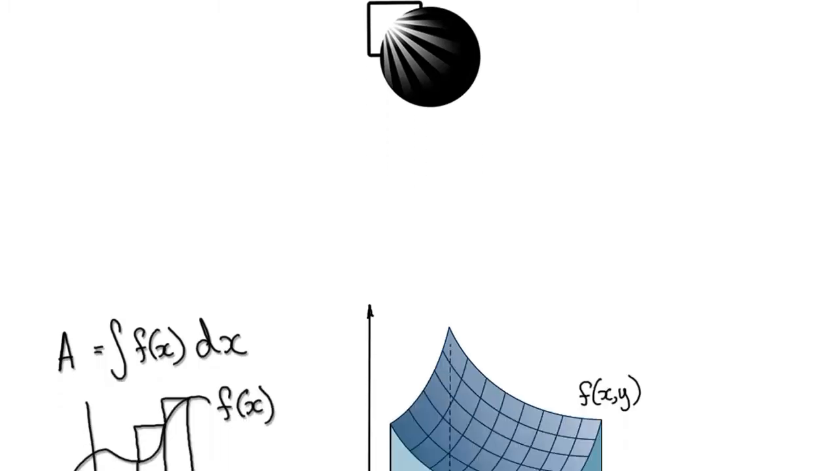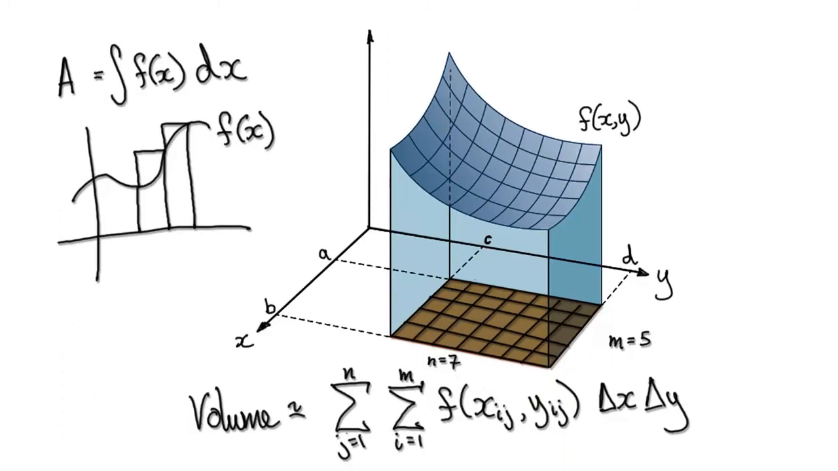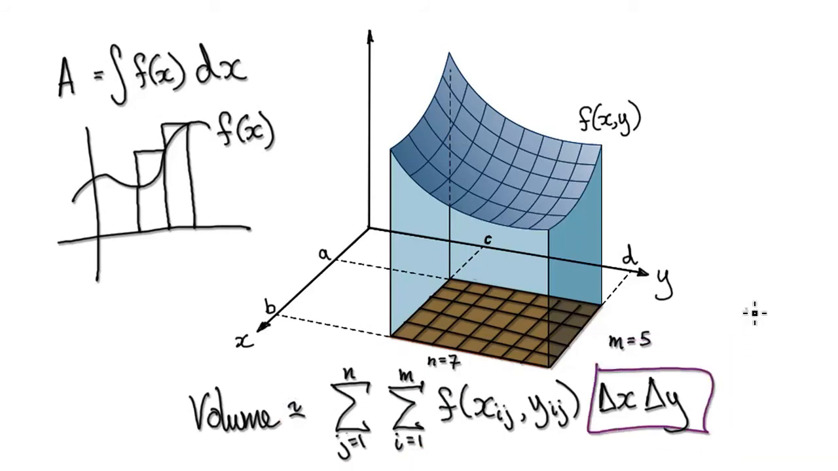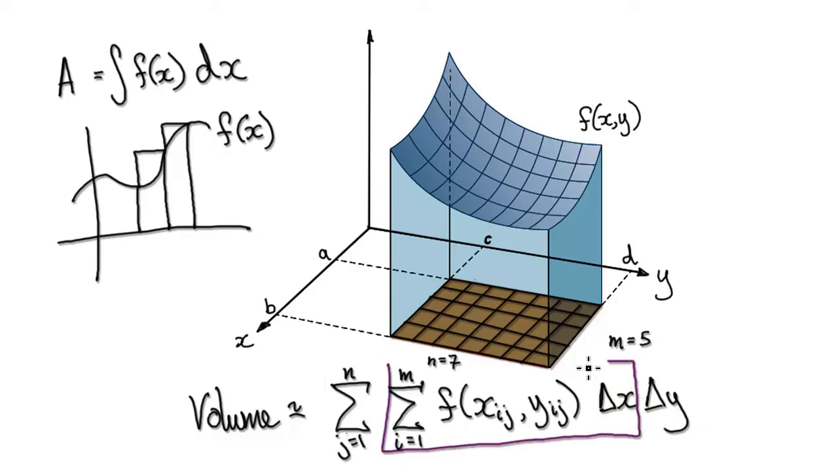Following on from our previous video, we got to this stage here where the volume is approximately this thing here. In the previous video, I asked you to imagine this as being delta A, as in this area here. But really, when you look at this, what's actually happening is that you've got a summation nested inside another summation. So when you read this, you should actually read it like this.